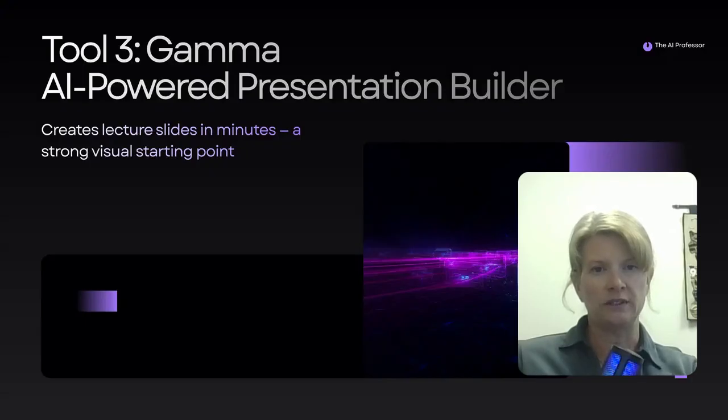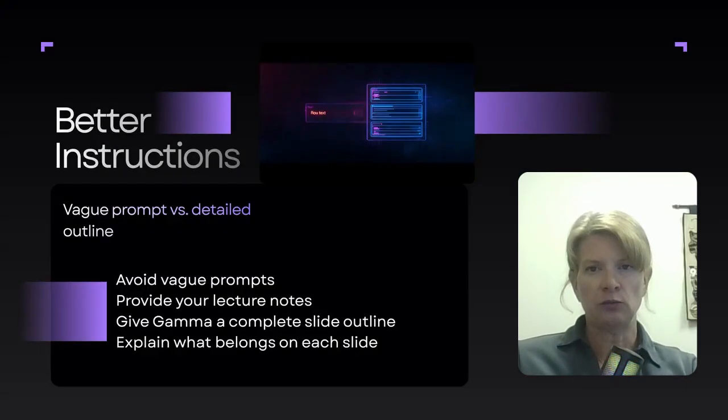The third tool is Gamma. Gamma creates presentations using AI, and it can produce a set of lecture slides in minutes. I've already done a more detailed walkthrough of Gamma, and I will link that video. But there are a few lessons I've learned since using it more often.